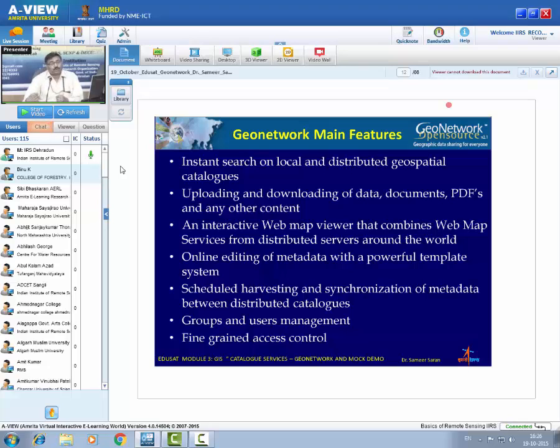If there is no change in the date, it means no update of the data has taken place. So scheduled harvesting makes this GeoNetwork more efficient, because even in offline mode, if the network was working last week, it updates the data and then it stops. That is why the scheduled harvesting mechanism plays a very important role in updating all the distributed nodes' data within the portal.